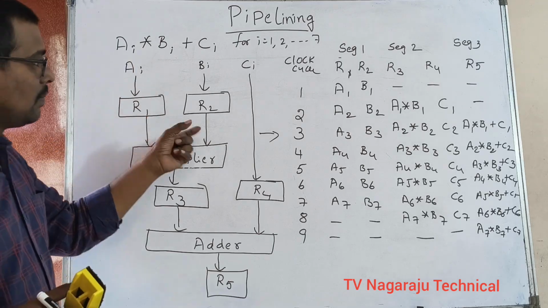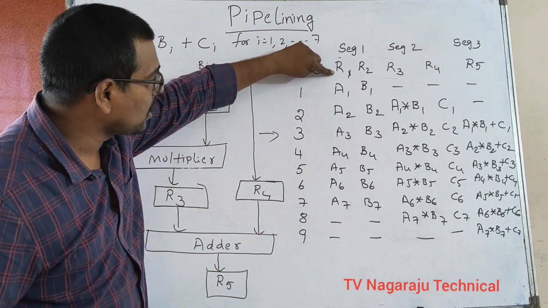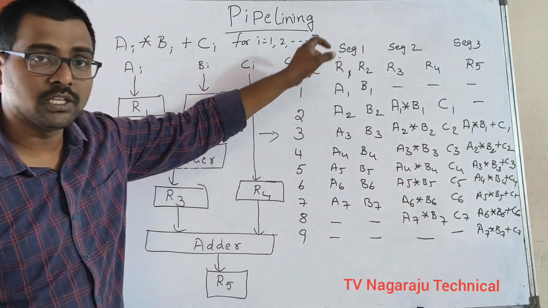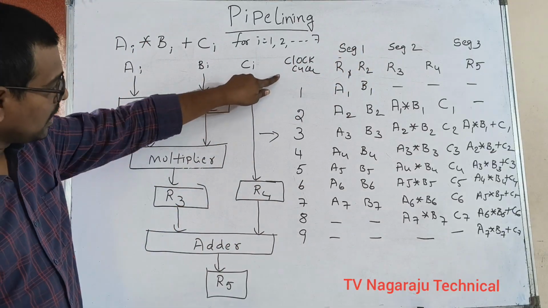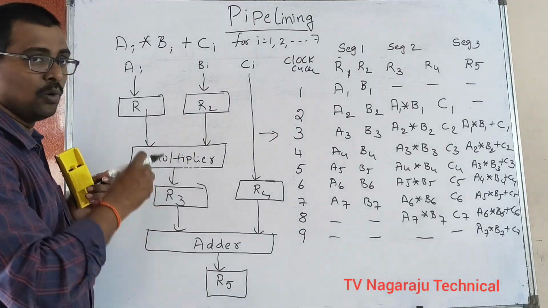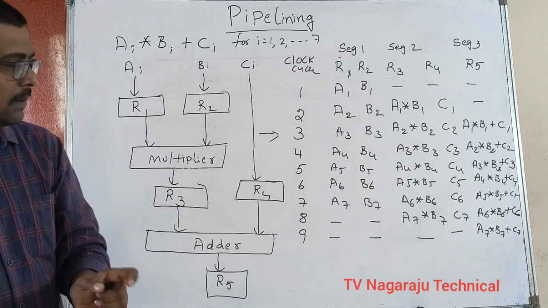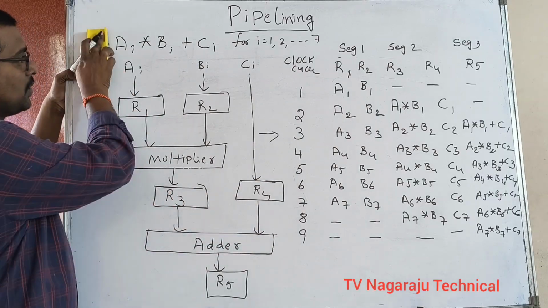This is an example of how a 3-segment pipeline works. Each clock cycle, the content of the registers is changed. If you observe, each clock cycle, the content of the register is changed. Now, consider a general consideration of how a segment is represented. I think this example is clear.